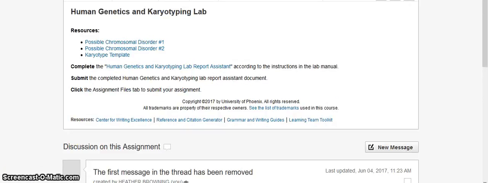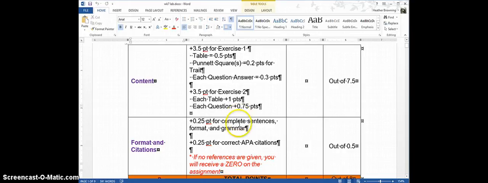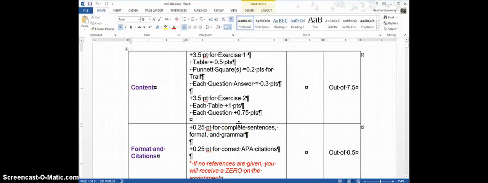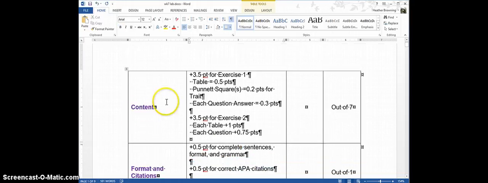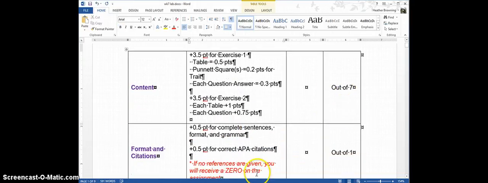Okay, let me pause this and open that rubric. Alright, so in this one, each exercise is 3.5, which would be 7, not 5. That is interesting. Let me pause that and make a couple corrections. Now that I can add 3.5 for each exercise out of 7, it makes 1 for format, which just makes sense. This is what happens when you try to do 1,000 rubrics in one day to get ready for a new class.